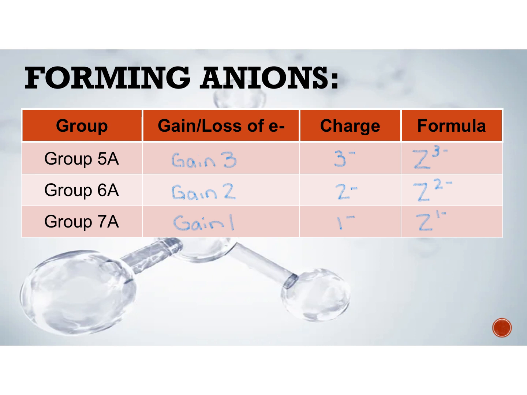And just like with the cations, you could write the 1, but more often than not, you're going to see it written with just the negative sign, because the 1s can be dropped. And there you have it, forming anions.